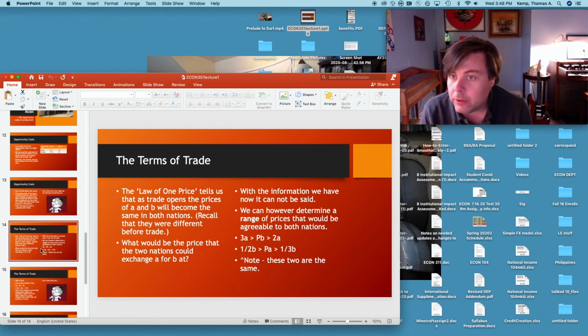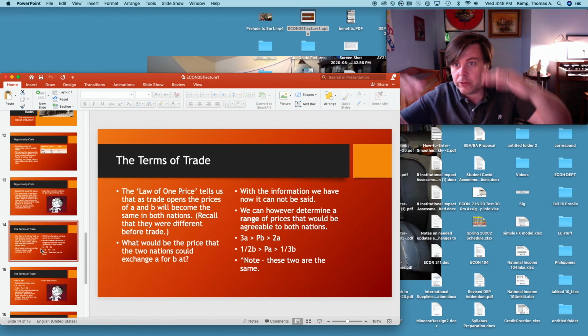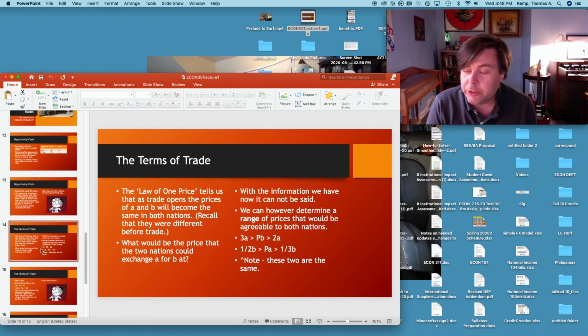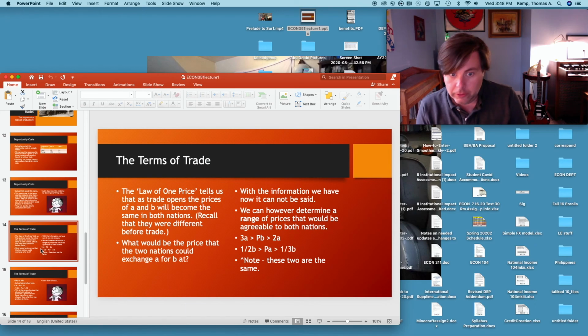All right. So that implies that there's some negotiated terms of trade that's common. So one starts out here, one starts out here, they work together and they get to a point. What is the range of prices that would be acceptable to both parties? Well, we can determine that as well. Looking at that first bullet point with numbers there, as long as the price of B is less than 3 A's and greater than 2 A's, that price of B is going to be agreeable to both nations.